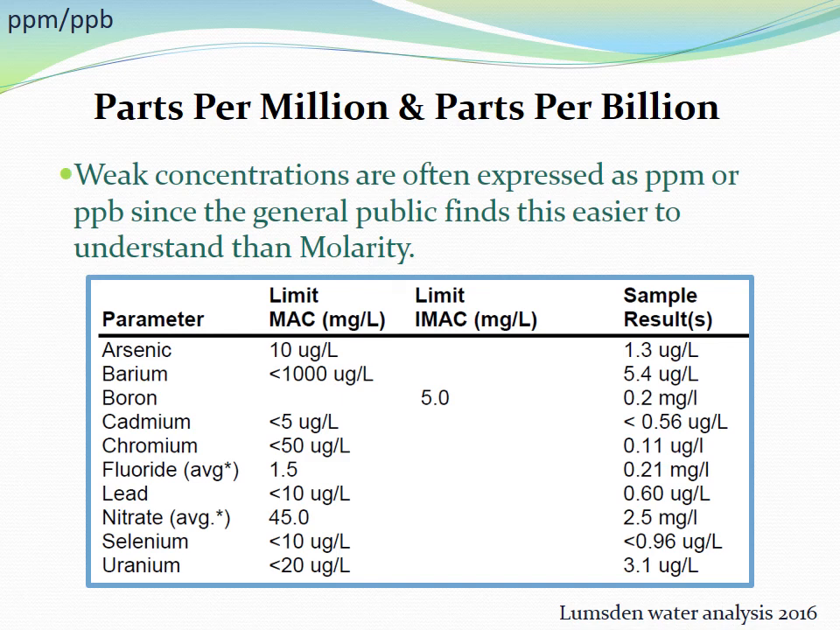Now this is a water analysis from Lumsden in 2016. We can see that in Lumsden water, we have an arsenic content of 1.3 micrograms per liter of water. In barium, we've got 5.4 micrograms per liter, and cadmium we have just under 0.56 micrograms per liter, and so on and so forth. Look at lead. We even have lead in our water, 0.60 micrograms per liter, and uranium, 3.1 micrograms per liter. So that's what we find inside of Lumsden water. But how does this micrograms per liter and nitrates 2.5 milligrams per liter, how does that all relate to what we're talking about today?